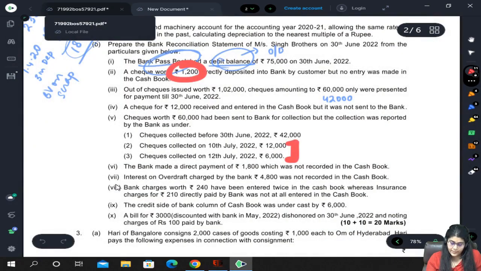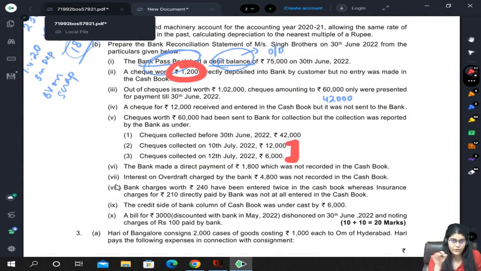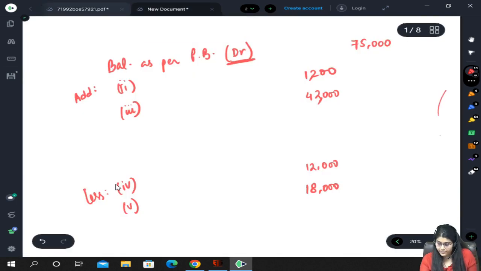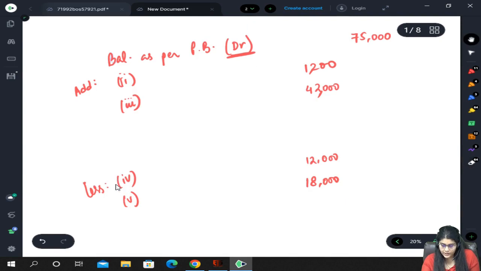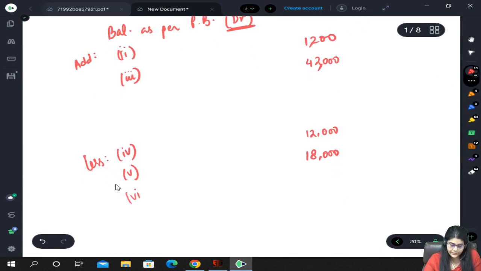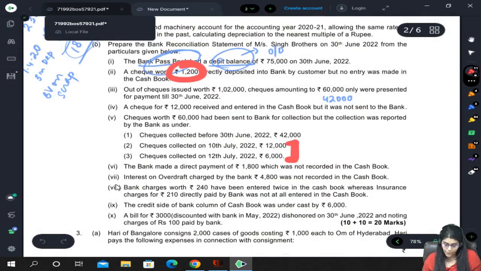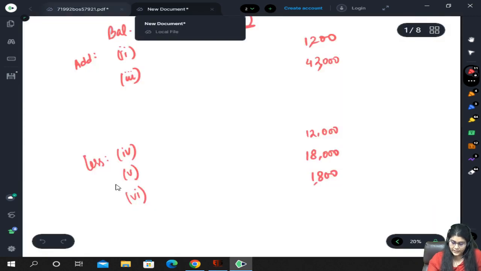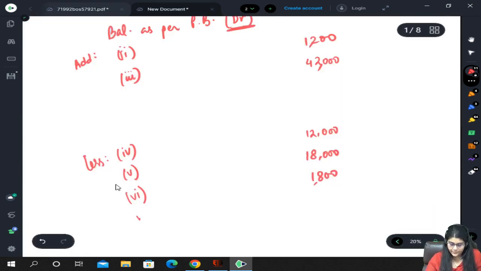Next, we have the bank made a direct payment of 1800, which was not recorded in the cash book. So, since we are moving towards the cash book, we will assume that this 1800 was not deducted from our account. So, we should ideally add it back. But since we are doing everything opposite due to the overdraft, we will be subtracting 1800. Interest on overdraft charged by the bank, 4800, not recorded in cash book. Again, the same thing, 4800 should be added back.